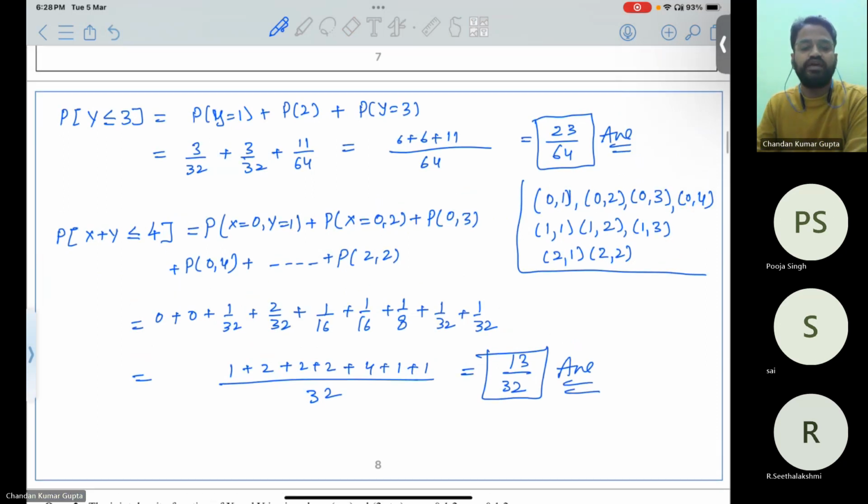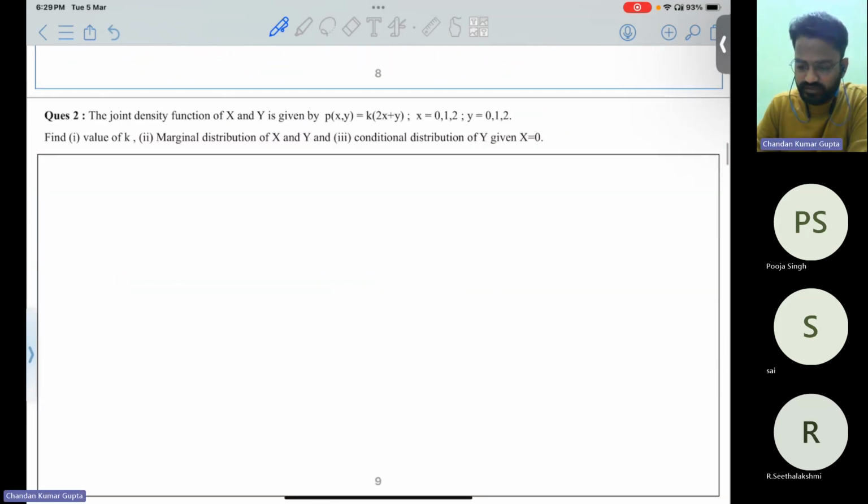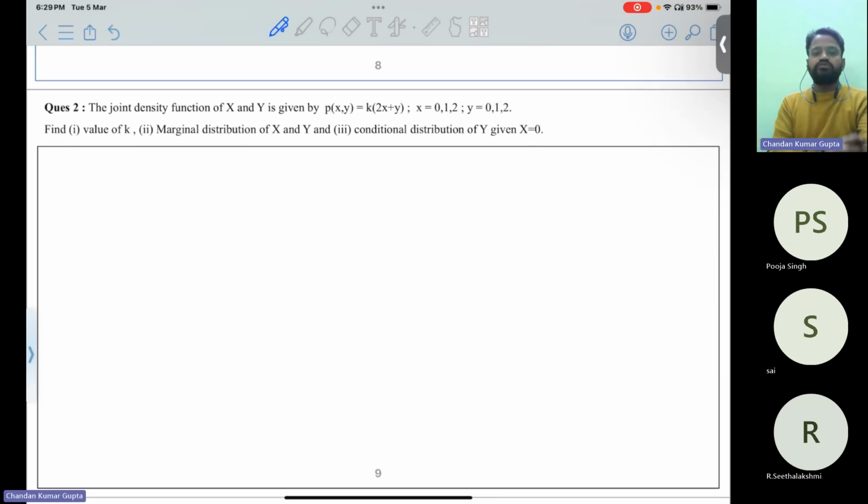Okay. Any doubt in this question? We will check the pairs for which this relation holds, and these are the 9 possible conditions for the variables x and y. So this can be evaluated like this. Okay. Now on to the second question.